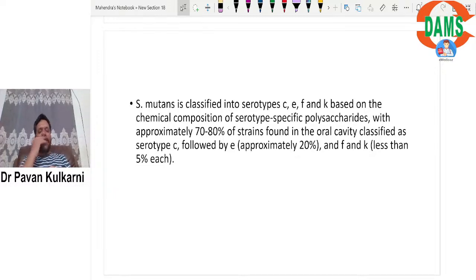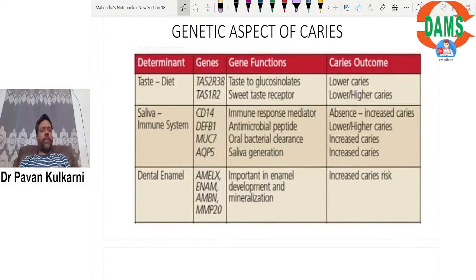What about the serotypes here? For Streptococcus mutans, you can see here if you want, these are the genes actually. Here I want you to remember only a few important genes which can be asked and which have also appeared. MUC7, mucin 7. That is the gene which helps in oral bacterial clearance.